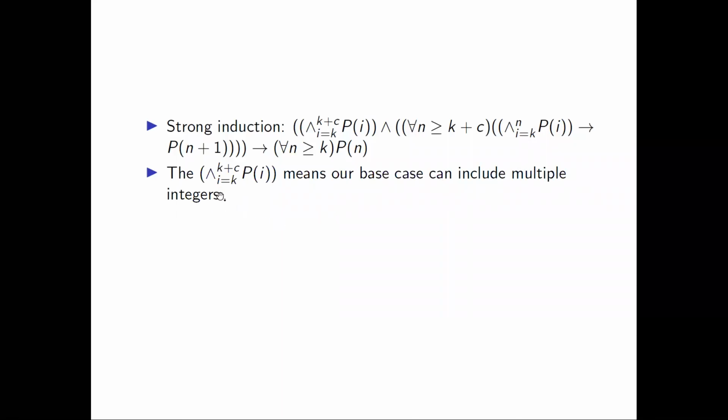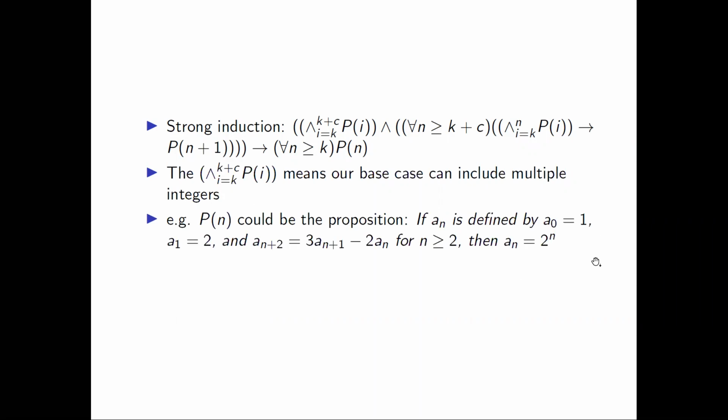So like I said, that conjunction for the base case just means that the base case can include multiple cases, multiple integers for our base case. And here's an example proposition where we can prove it with strong induction, and we would want to include multiple cases in our base case. So the proposition is that if the sequence A sub n is defined by A sub 0 equals 1, A sub 1 equals 2, and A sub n plus 2 equals 3 times A sub n plus 1 minus 2 times A sub n for each n greater than or equal to 0, then A sub n equals 2 to the n.